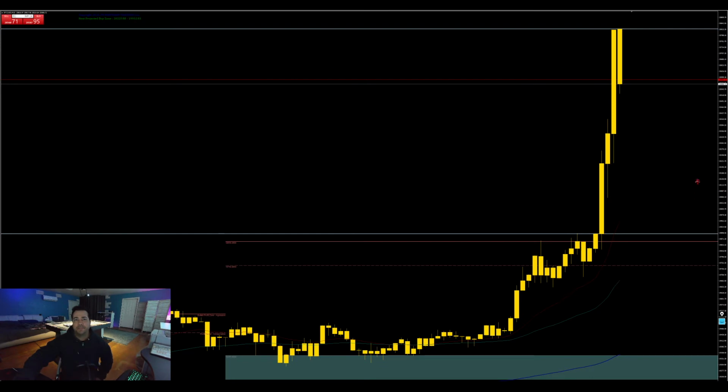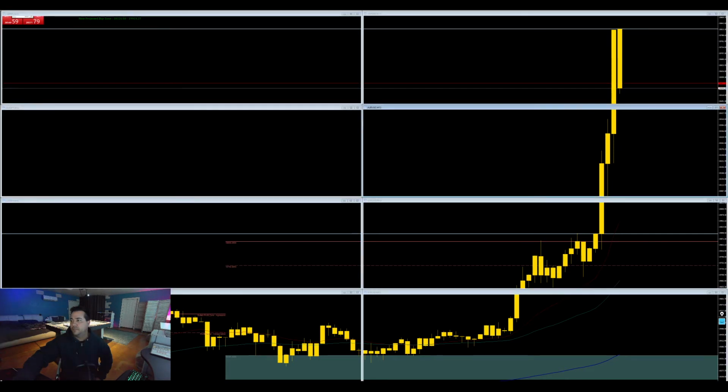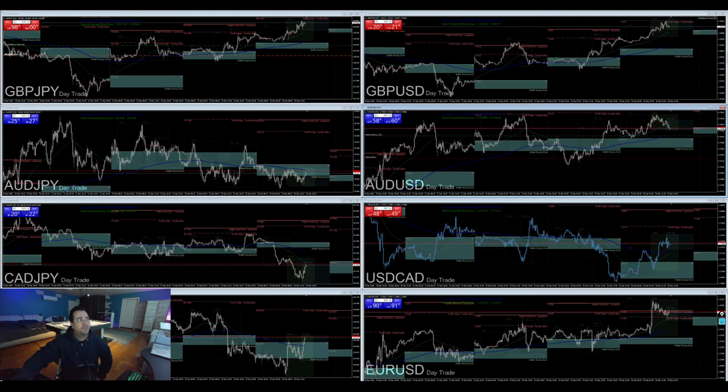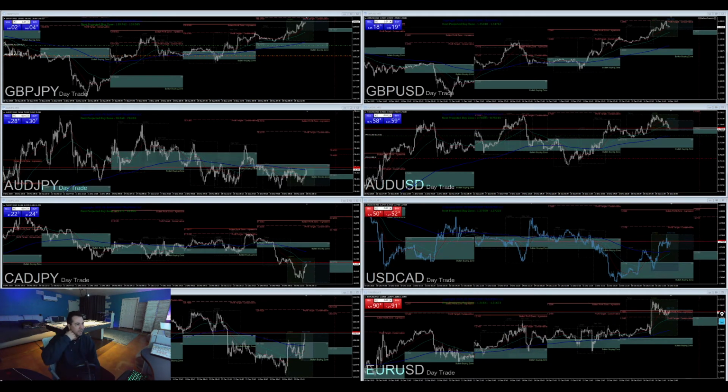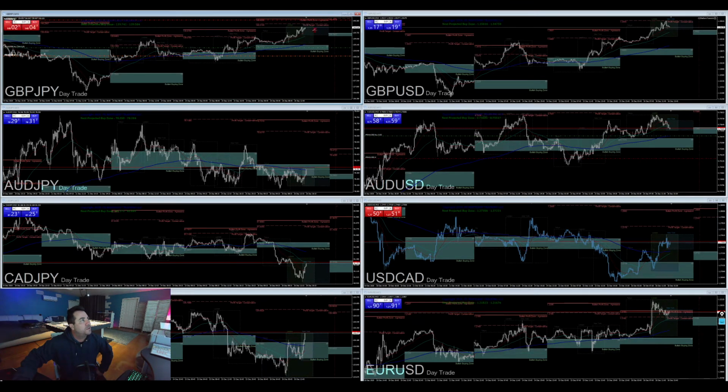Okay, we'll come back. Alright, it is 7:22 a.m., so an hour and 22 minutes into the New York session. Pound yen still doing really good. Just slowly creeping up there. Getting really close to the bullish take profit zone level 1. We're looking for level 2.